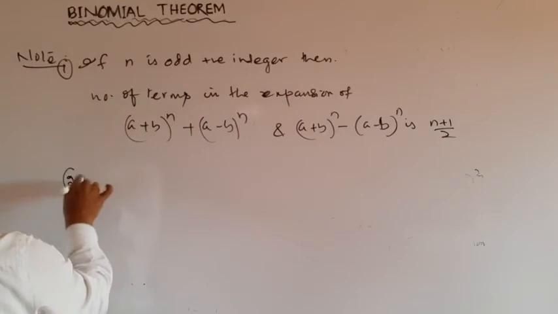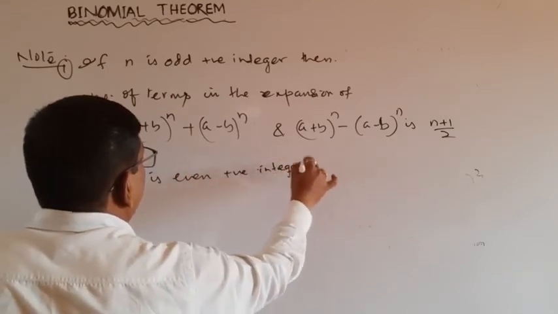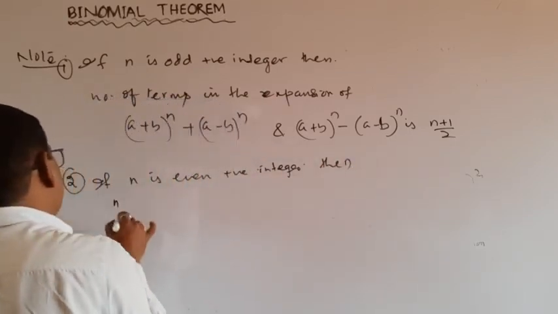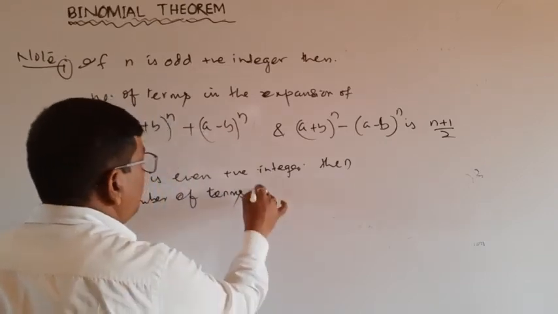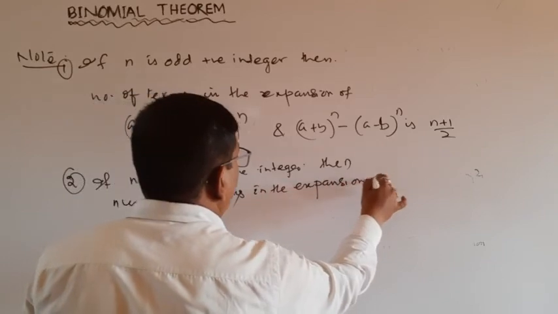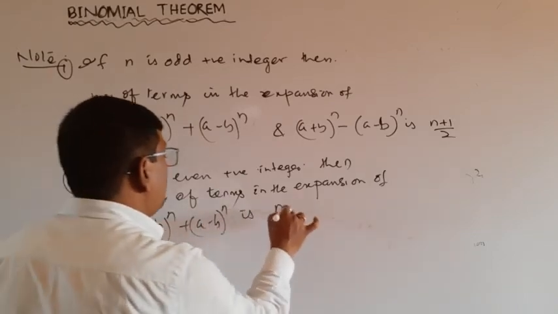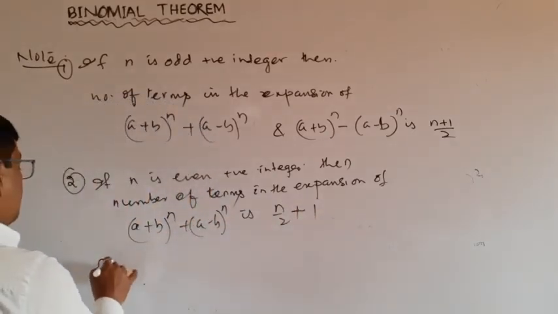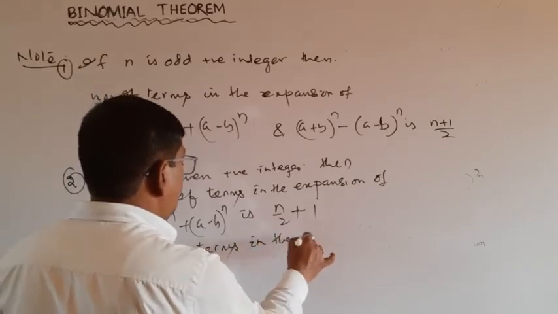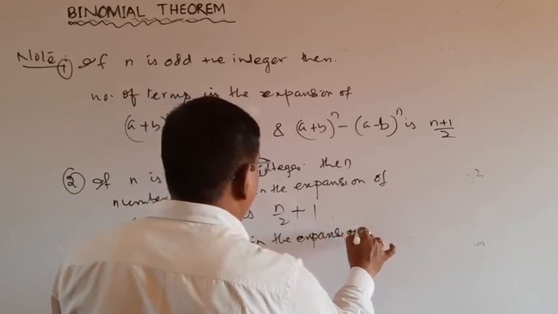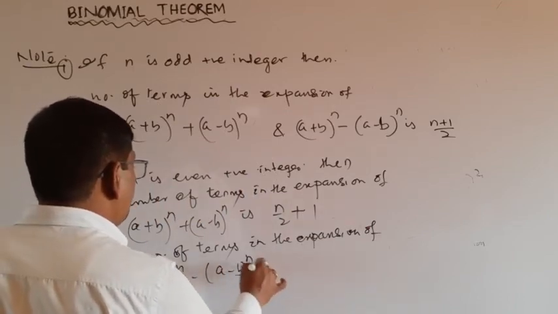If n is an even positive integer, then the number of terms in the expansion of a plus b whole to the n plus a minus b whole to the n is n by 2 plus 1, and the number of terms in the expansion of a plus b whole to the n minus a minus b whole to the n is n by 2.